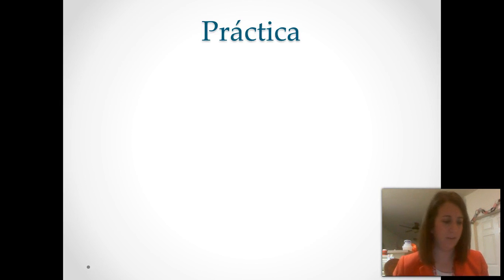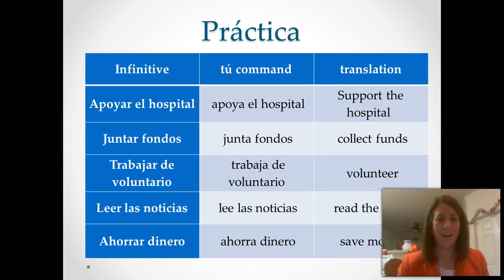Okay, let's see how you did. Now I can show you. Alright, apoyar el hospital. Again, that's just going to be apoya el hospital, support the hospital. Juntar fondos is junta fondos, collect funds. Trabaja de voluntario is volunteer. Read the news, lee las noticias. And then ahorrar dinero, ahorra dinero, save money. So again, pretty easy. We just have to know when to use the third person singular and then when to drop the o and add the opposite ending, all that jazz.